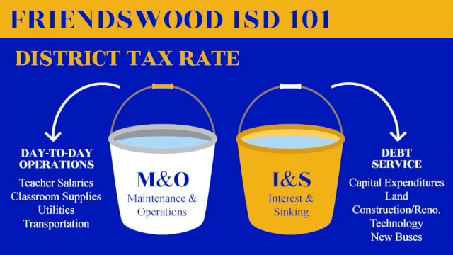School district tax rates are comprised of two components, maintenance and operations and interest and sinking. Funds collected through the maintenance and operations, or M&O rate, are used for day-to-day operations. These items include teacher salaries, classroom supplies, utilities, and transportation, to name a few. Funds collected through the interest and sinking, or I&S rate, pay for debt service cost. These items include capital expenditures, land, construction or renovation, technology, new buses, and other large purchases.